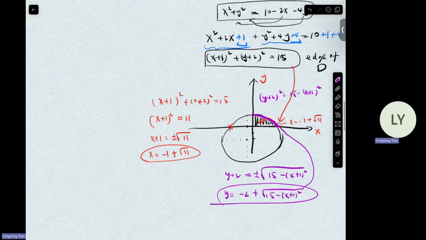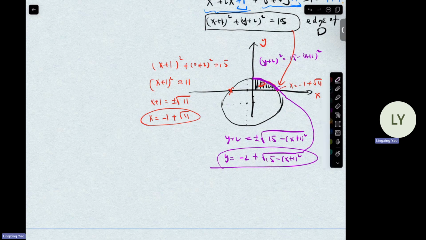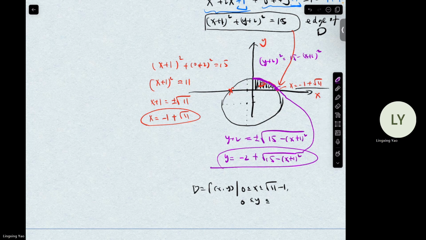Okay, so the domain D is what? Now the domain D is clear. We choose x and y. X has to be between 0 and this number, square root 11 minus 1, and y is what? Y is between 0 and this purple curve, which is -2 plus square root of 15 minus x plus 1 squared. So this is the domain D.